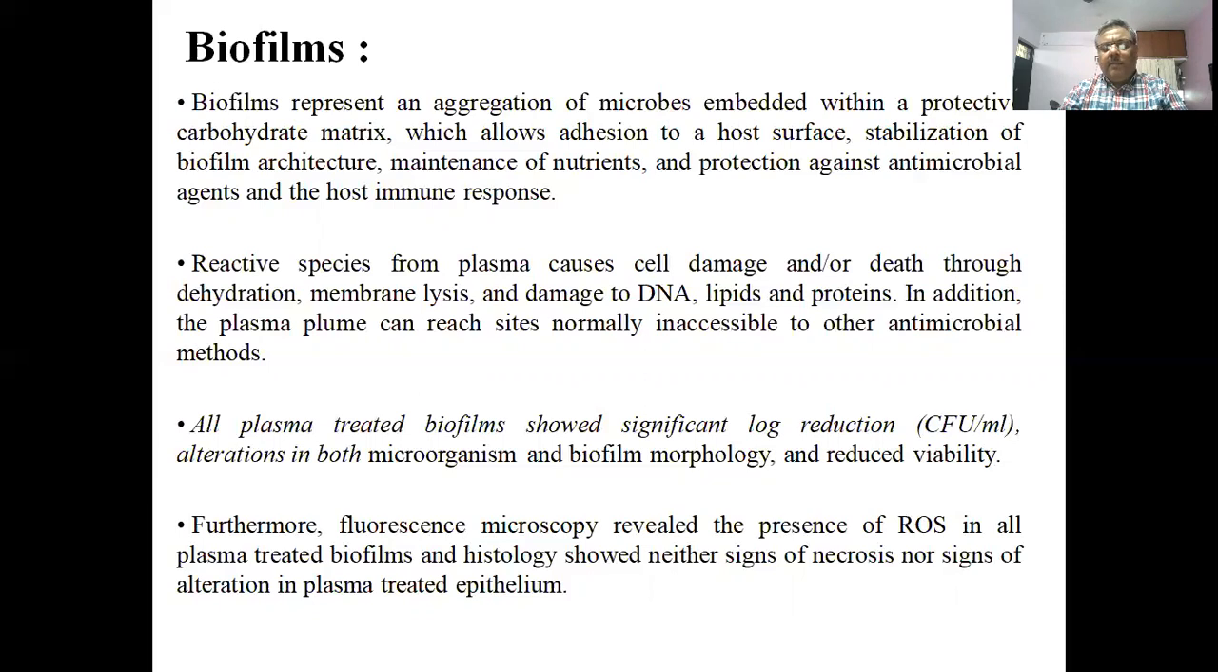All plasma-treated biofilms showed significant log reduction, alterations in both microorganism and biofilm morphology, and reduced viability. Furthermore, fluorescence microscopy revealed the presence of ROS in all plasma-treated biofilms, and histology showed neither signs of necrosis nor signs of alteration in plasma-treated epithelium.